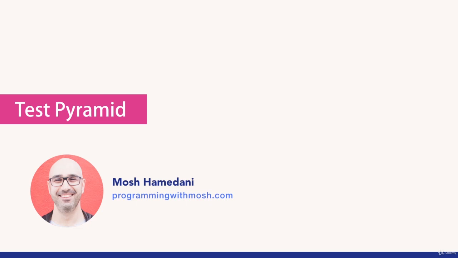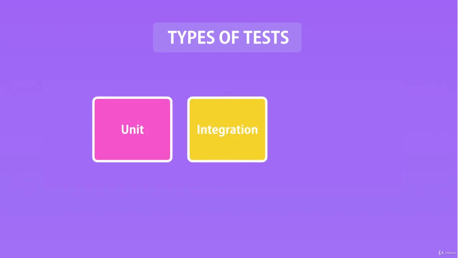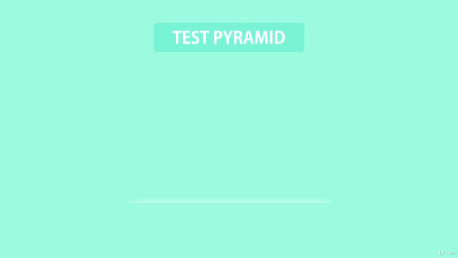So now you know about the different kinds of automated tests: unit tests, integration tests, and end-to-end tests. But what kind of tests should you write in your application? Well, all of them. This is what we call the test pyramid.